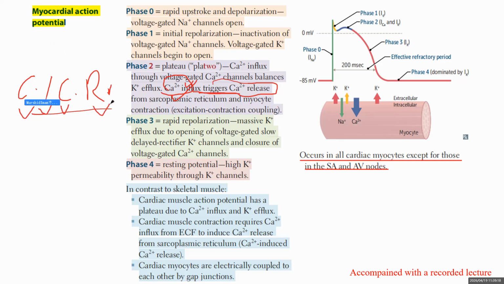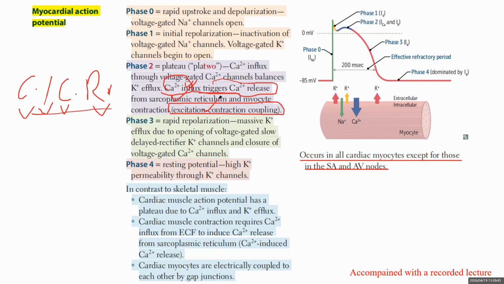So the sequence is that the calcium enters from the extracellular fluid. This triggers more calcium release from the sarcoplasmic reticulum. The intracellular calcium increases. The calcium binds to the troponin. The actin and myosin interact. The contraction happens, and all of that is known as the excitation-contraction coupling. We have discussed all this in much detail in our previous lectures, right.